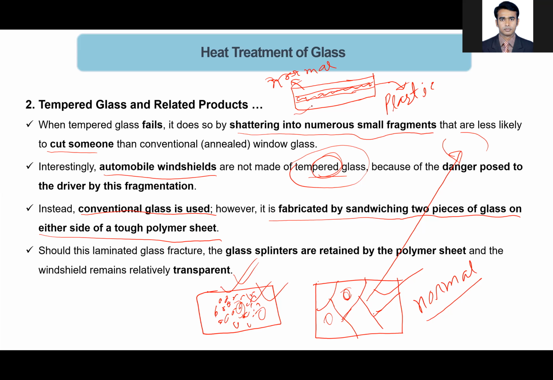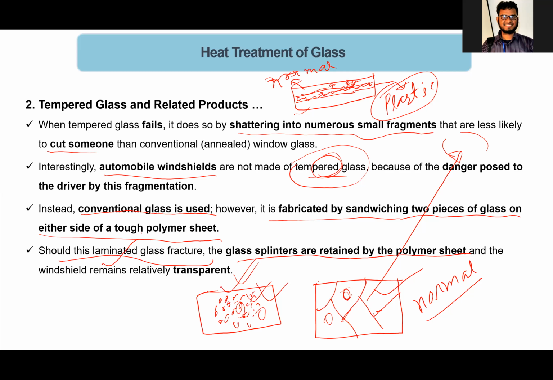The benefit of this is that the plastic is bonded with the glass. Should the laminated glass fracture, the glass splinters are retained by the polymer sheet. When it breaks, the fragments stay attached to the polymer. So there is less chance for the fragments to sprinkle or hurt someone's eyes. This is the benefit of laminated glass.